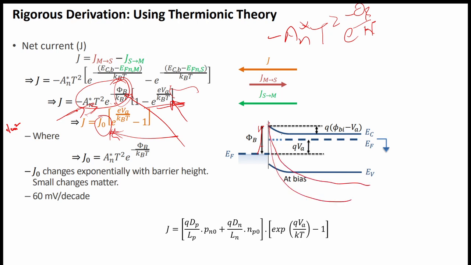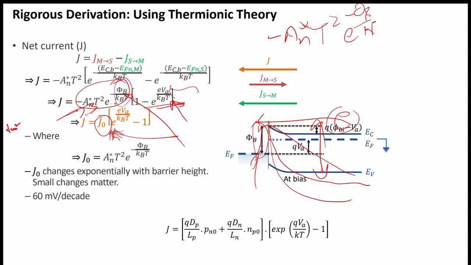Okay, so there won't be any current flowing. There are no electrons flowing from the semiconductor to the metal, because this barrier height is too high for electrons to jump over. But there will be a current because of this barrier height, and the current will always be equal to J naught. The same electrons are flowing.